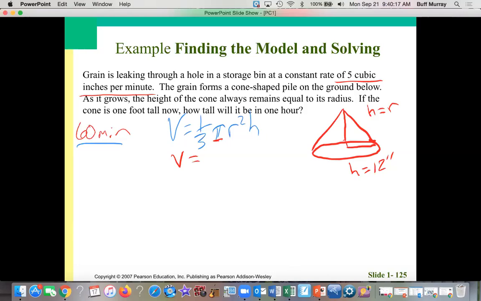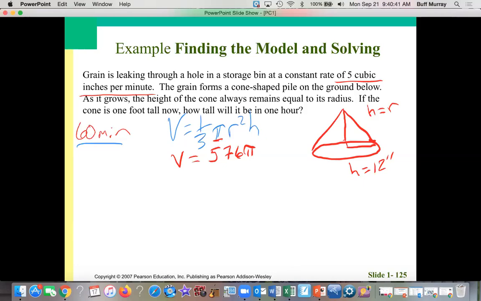So what's 12 cubed divided by 3? Somebody find me that. 12 to the third divided by 3. 576. Is that right? Just did that in my head real quick. I have a headache. 576 pi. Okay. Now, what's going to happen? That's the volume of the pile right now.